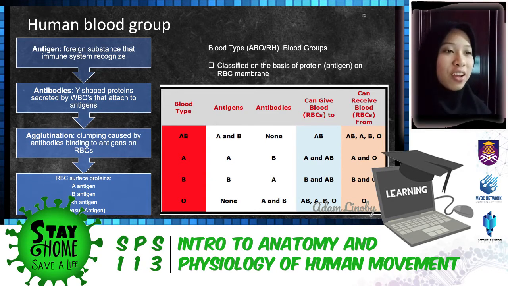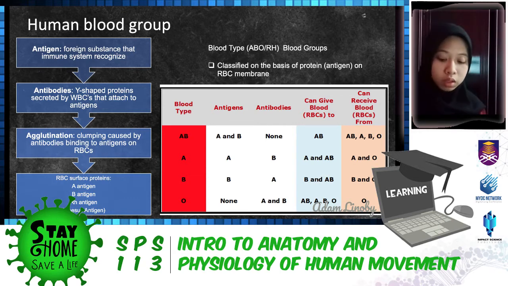Okay, antibody, dia ada antigens, antibody, and agglutinations. Okay, antibodies are the proteins secreted by white blood cells that attach to antigens. Agglutination is clumping caused by antibodies binding to antigens on RBCs. Okay, di antara grup-grupnya, Group A, antigen A on red blood cells and B antibodies on plasma. Okay, Group B, antigen B on red blood cells and A antibody on plasma.